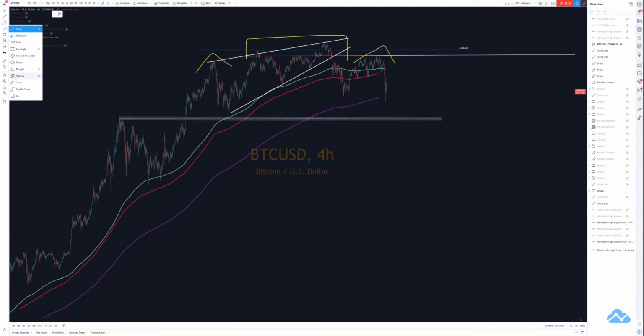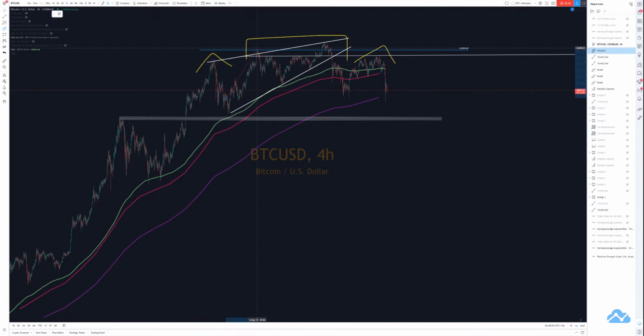Based on this structure, we had impulses. Hold on, let me just do that again. We want to get a different color, otherwise you won't be able to see. Okay, so let's do that again. We have this impulse 1, second impulse, and third impulse, and then we went down. So that's our first leg. So what we're looking for is pretty much ABC.